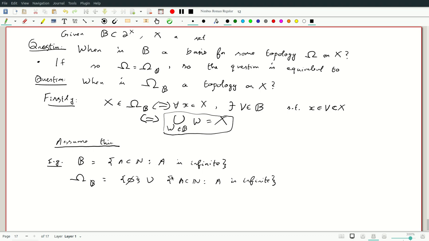What we have used here is that if I take a union of infinite sets of natural numbers, then this is either an empty union, in which case it's the empty set, or it's a non-empty union, in which case the result is infinite. And conversely, any infinite set is a union of infinite sets, a union of a single infinite set if you like. There are other ways also to express it as a union of infinite sets. But anyway, this is clear, and we saw this is not a topology.